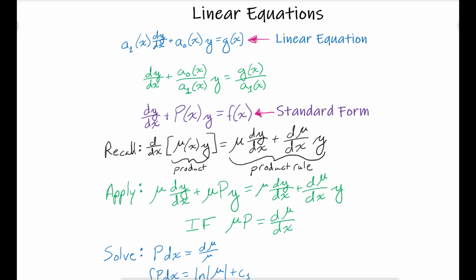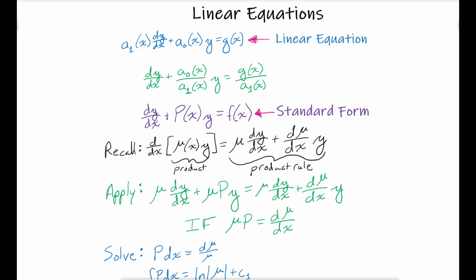Now notice a sub 0 of x divided by a1 of x, that's just another function of x. So we can write it as p of x. And g of x divided by a1 of x is also just a function of x, so we'll write it f of x. When we do that, we get the standard form of a linear differential equation. That is dy dx plus p of x times y equals f of x.